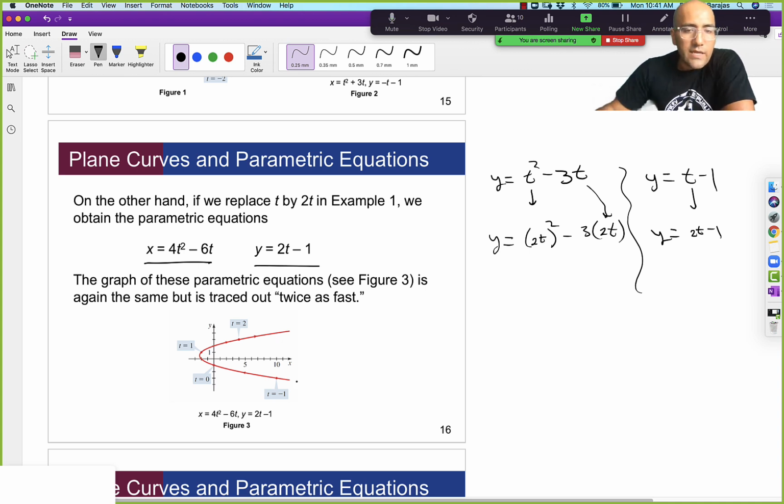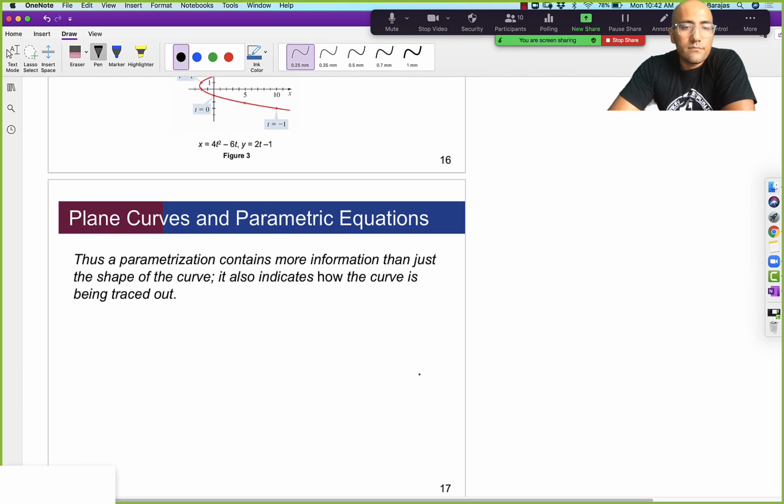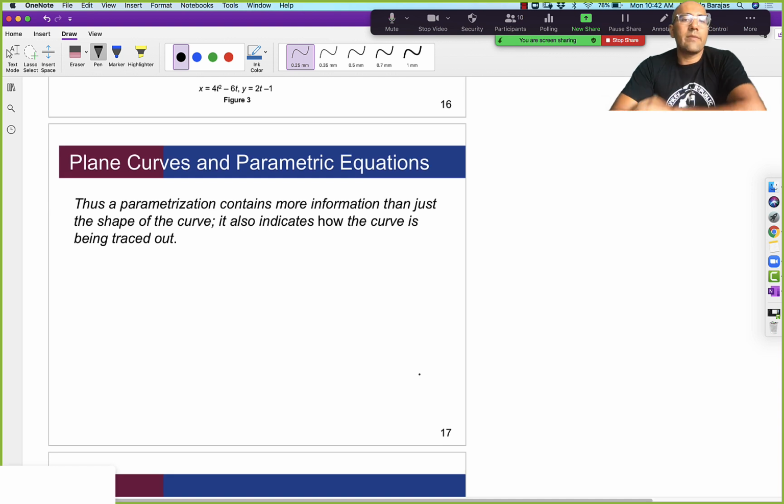Okay, and notice that, in fact, we get, again, the exact same shape. The picture, the graph hasn't changed. But what happens is we trace through it faster. The graph of these parametric equations is, again, the same, but traced out twice as fast. So that's what happens when we replace t by twice t. And if we replaced it by 3t, then it would trace it out 3 times as fast. Good. So thus a parametrization contains more information than just the shape of the curve. It also indicates how the curve is being traced out, the direction and the speed in which the curve is being traced out.